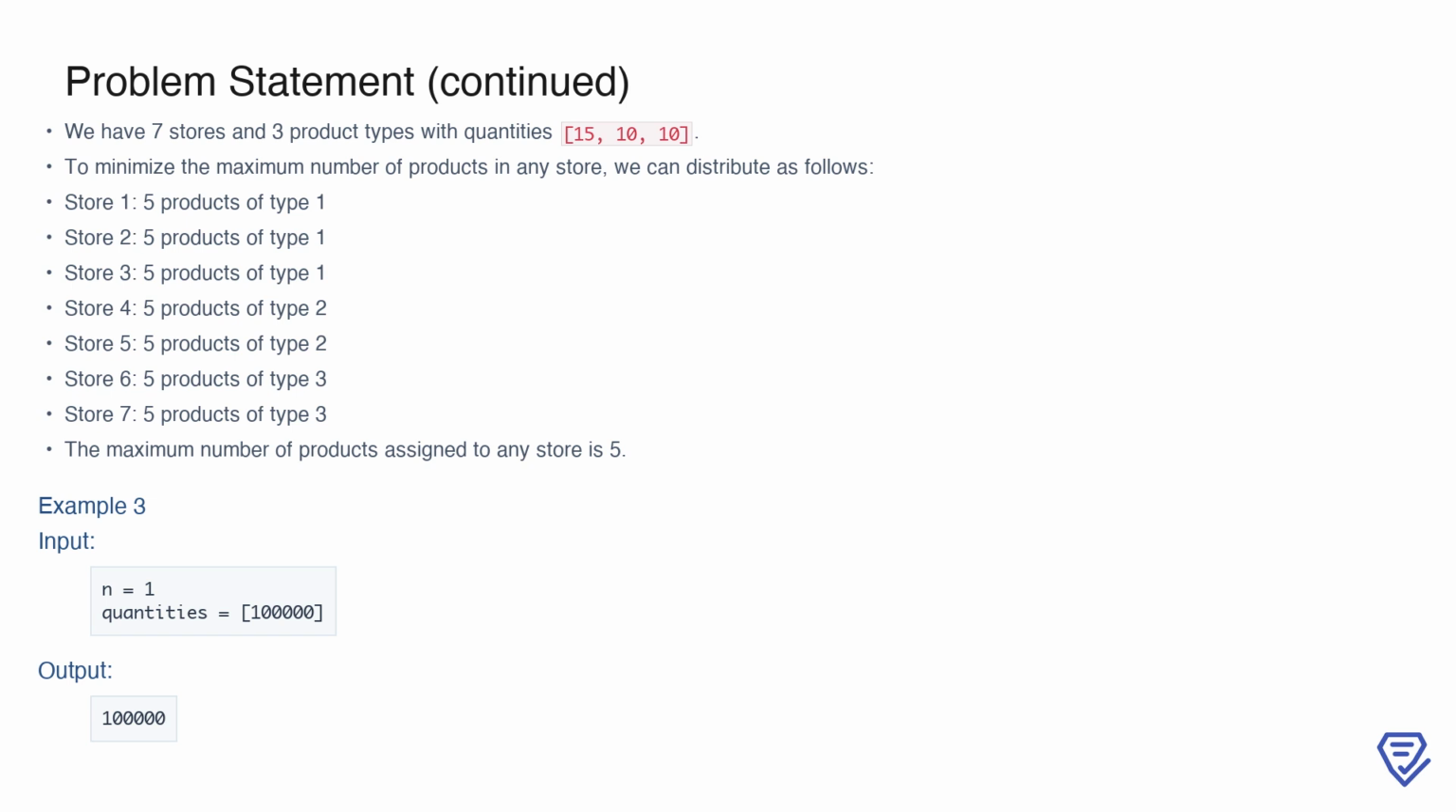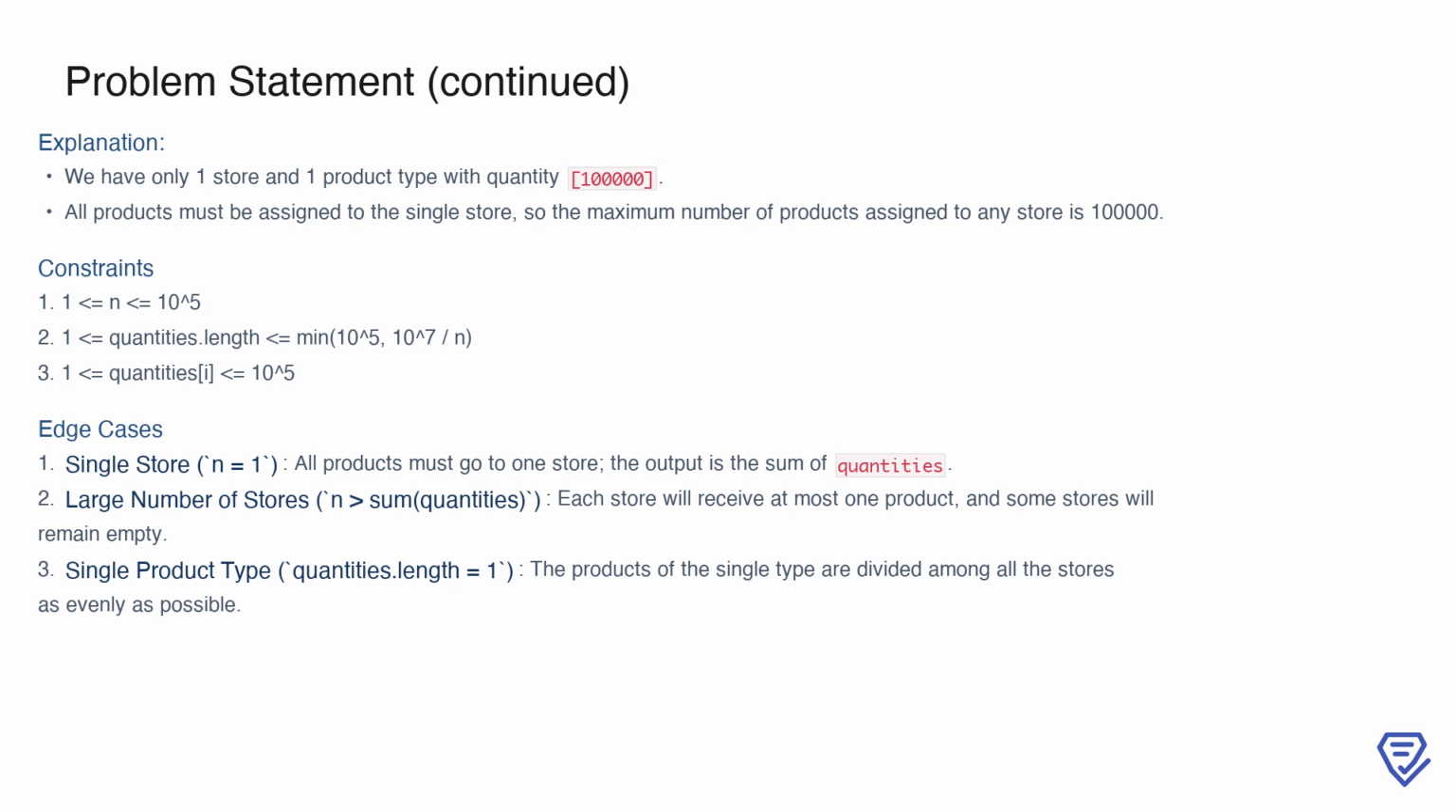In the last example, we have just one store and one product type with a quantity of 100,000. Since there is only one store, all products must be assigned to this single store. As a result, the maximum number of products assigned to any store is simply the total number of products, which is 100,000. This example highlights an edge case where no distribution is possible due to the limited number of stores. Additionally, the problem constraints ensure that n and quantities are within manageable limits, and we must consider scenarios such as having just one store, a large number of stores, or only one product type. These edge cases help us understand the boundaries of the problem and guide us in designing an efficient solution.